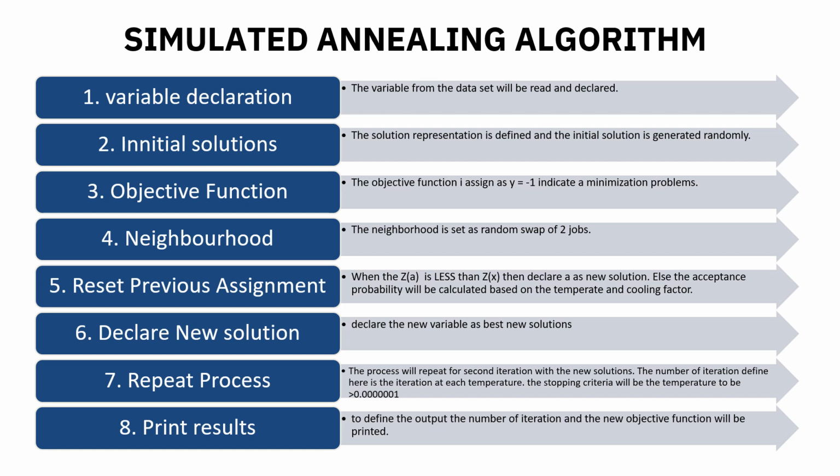And when you look at the reset previous assignment, it is slightly different from hill climbing. It will first evaluate whether the new solution is less than the current solution. If the new solution is bigger than the current solution, it needs to go through the acceptance probability, where we can use the temperature and also the cooling factor to calculate whether we want to accept the new solution or not. When the new solution is accepted, it will be declared as the best new variables, and then it will take the best new variables and bring them to the next iteration.